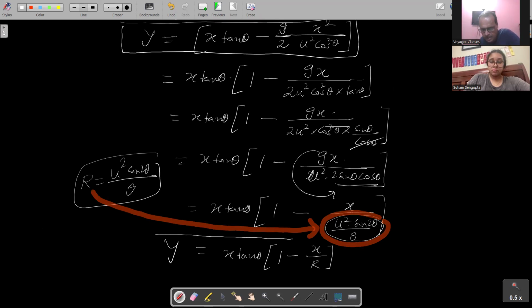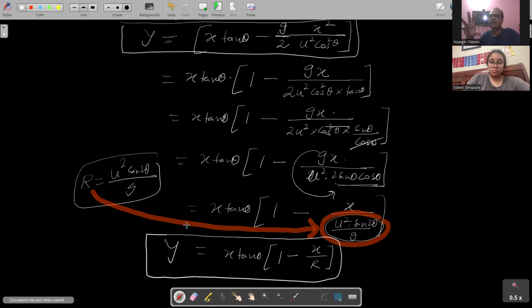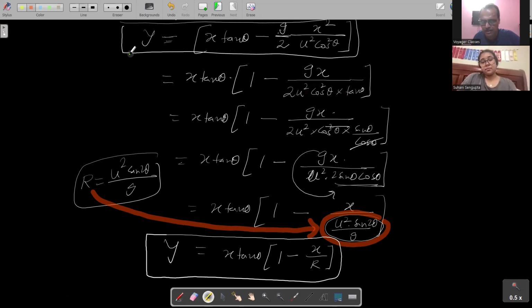So why they have equated with this equation, this is the way to represent y. Now look from the first, up to this level it is not difficult, sir. Up to this level it is clear. Clear?